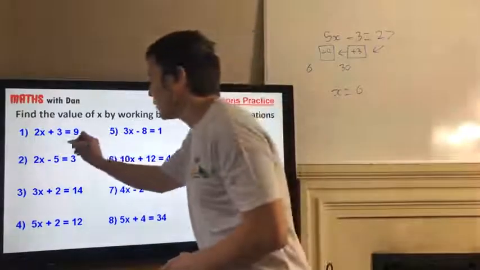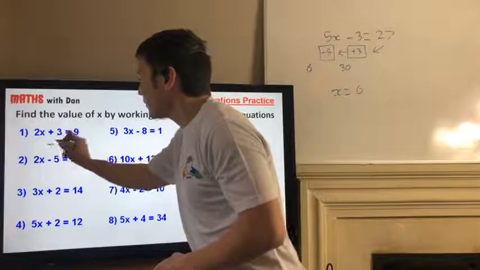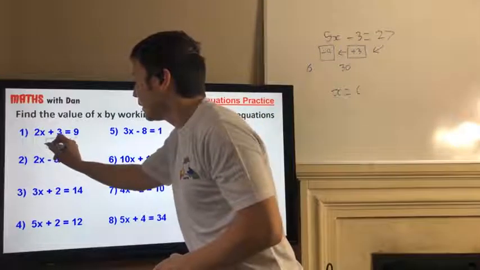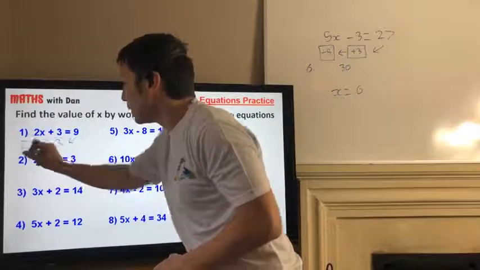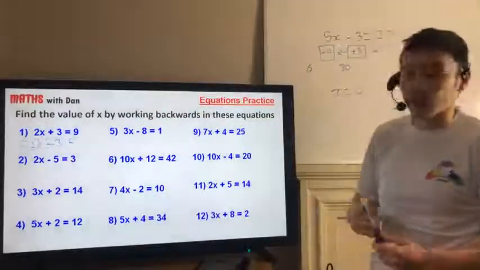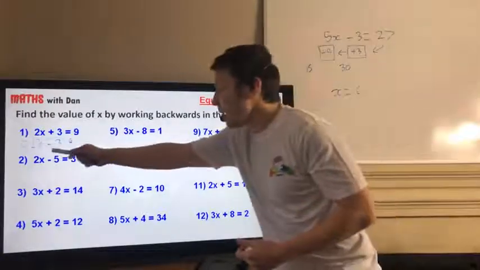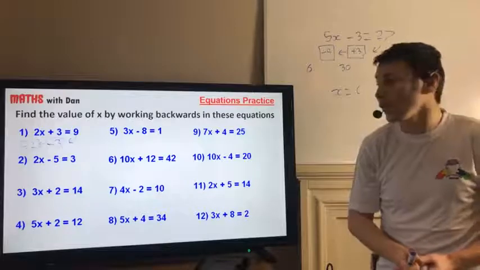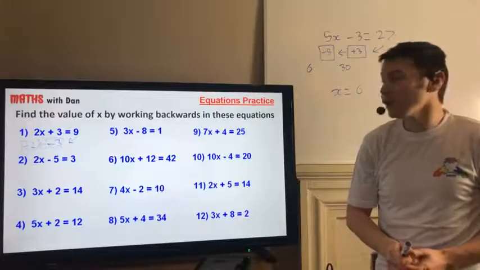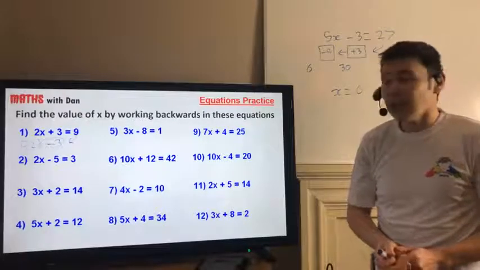So just the first one, we are going to minus the 3, and then we're going to divide by the 2. Okay, so that's what you're doing for that first one. Start at the 9, minus the 3, then divide by 2. It's like a flow chart, a flow diagram, or a function machine we call these in maths as well.